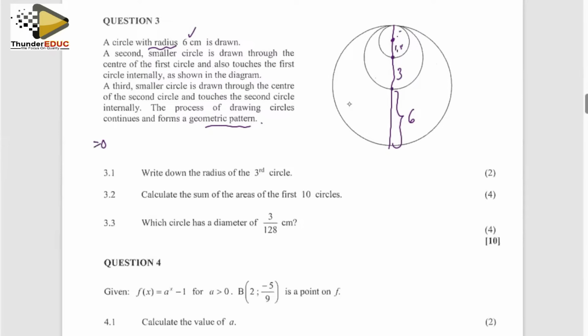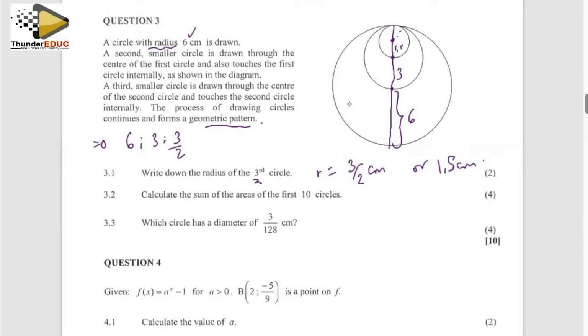Okay, so if we're talking about the radius, the first radius of the big circle is going to be 6. The second one is going to be 3. Since it's a geometric sequence, which means we're just multiplying by a half or dividing by 2, the next one must be 3 over 2. So the radius of the third circle is going to be 3 over 2 centimeters or 1.5 centimeters. The pattern just continues growing.